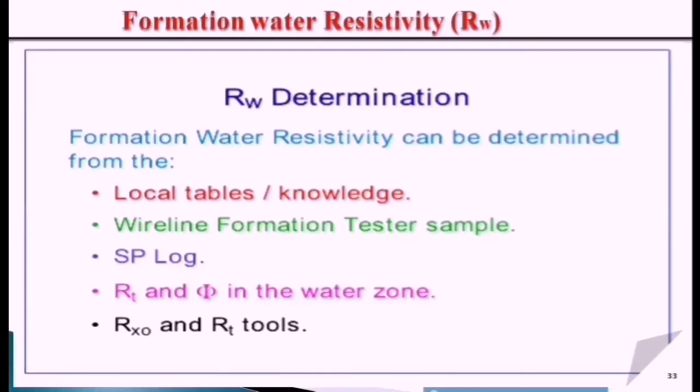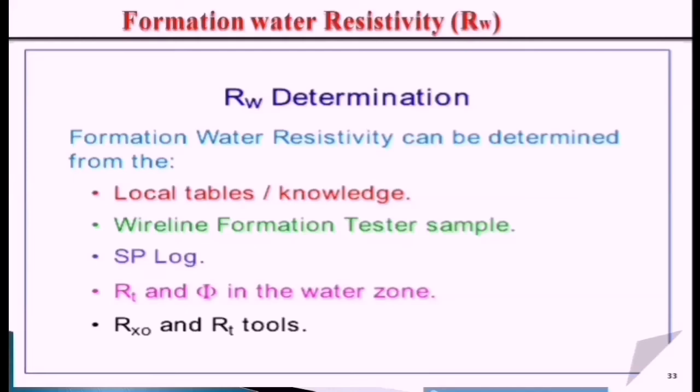So we have different methods in order to identify the RW. The formation water resistivity can be determined from local tables or local knowledge. And also we will use the well-line information tester sample, take the sample and send it to the lab, and then get the RW.